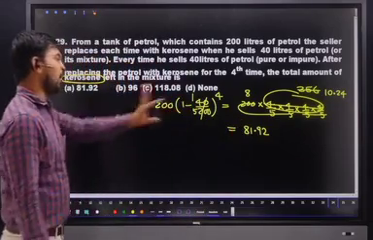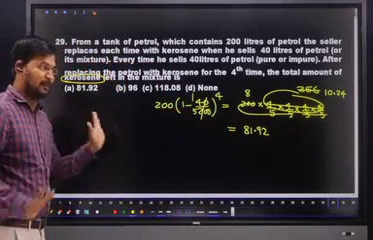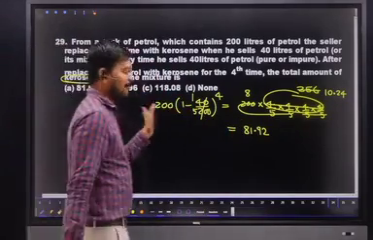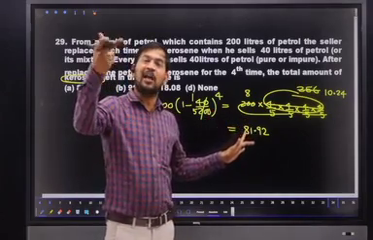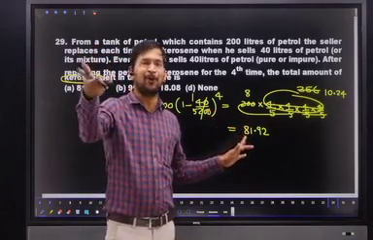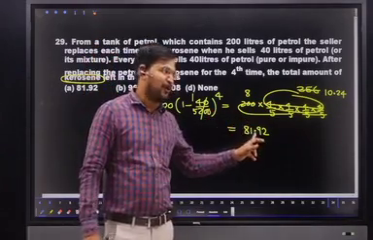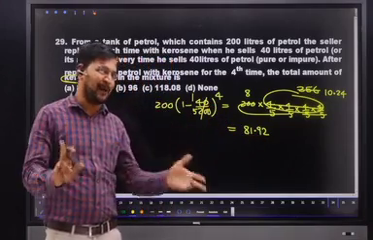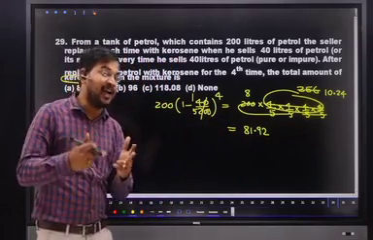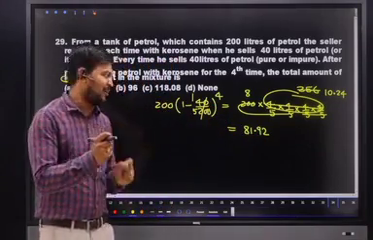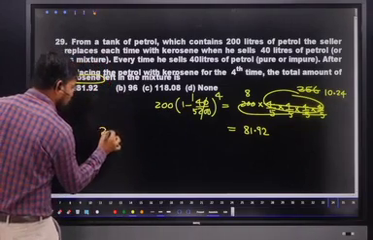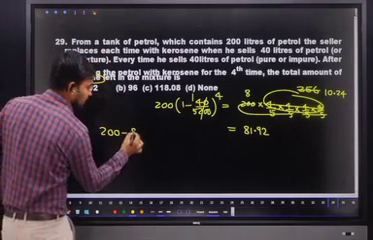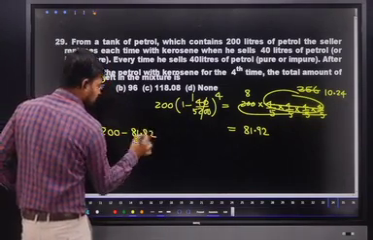This 81.92 is not your answer. Remember that one. After applying the formula, we will get the quantity of milk, the quantity of petrol. This is the quantity of petrol, but they are not asking the quantity of petrol. They are asking the quantity of kerosene. That is the reason your answer is 200 minus 81.92. This is kerosene.